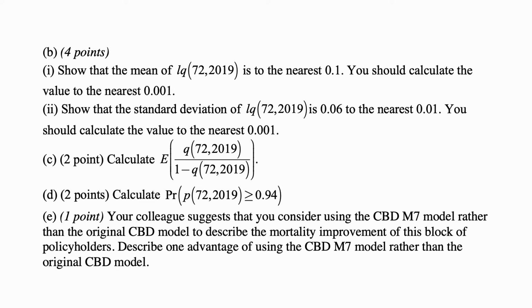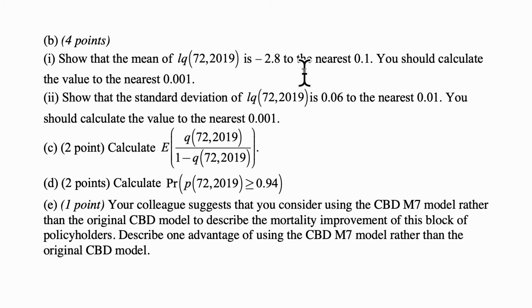Part B, part 1, show that the mean of LQ, so natural logarithm of q, of 72, 2019 is negative 2.8 to the nearest 0.1. My apologies, I had a typo here. You should calculate the value to the nearest 0.01. Part 2, show that the standard deviation of LQ of 72, 2019 is 0.06 to the nearest 0.01. You should calculate the value to the nearest 0.001.